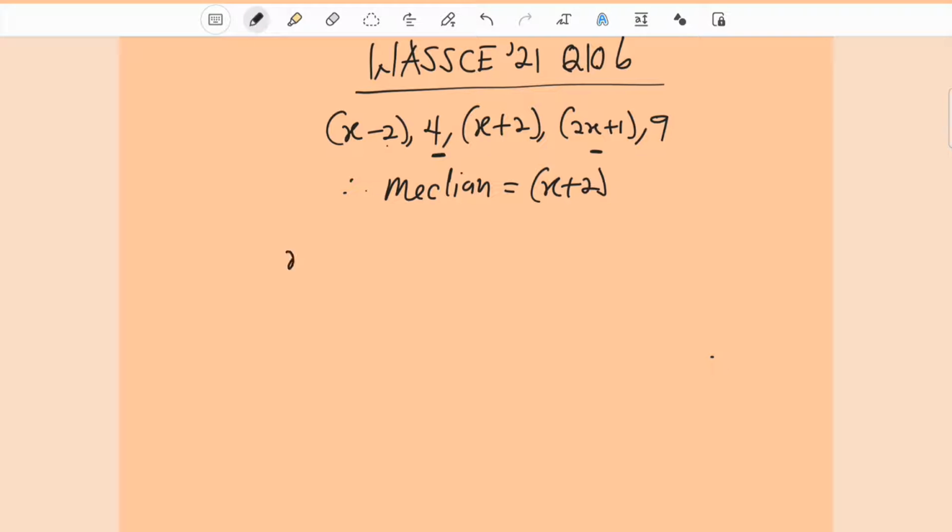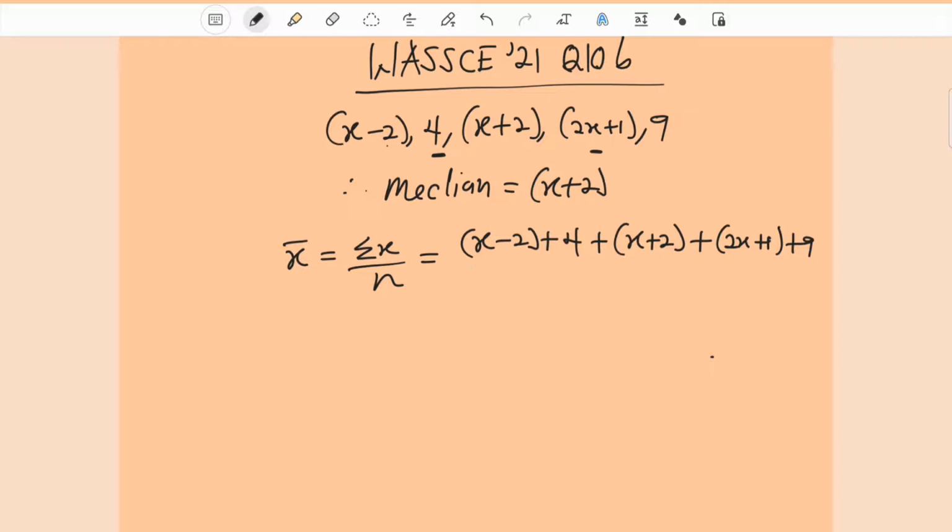After getting the median, we proceed to find the mean. The mean, x bar, is the summation of the values of x over n. It's going to be x minus 2 plus 4 plus x plus 2 plus 2x plus 1 plus 9, all divided by the number of data points. We have 1, 2, 3, 4, 5, so out of 5.